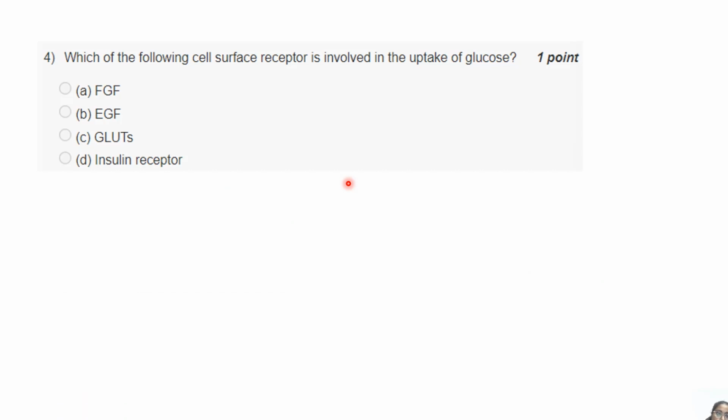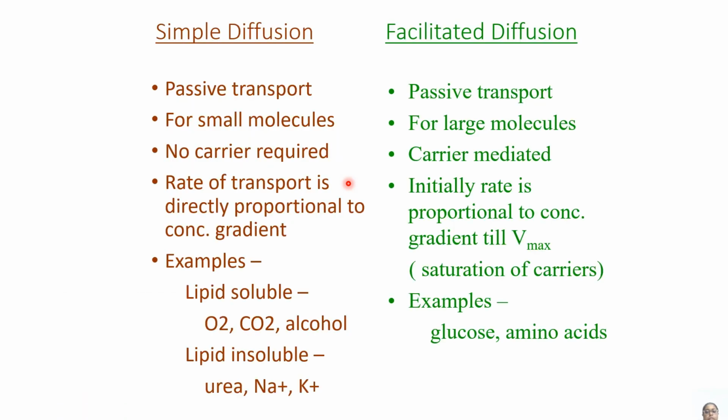Coming back to this, if you want to see the differences, both of these are passive transport. Simple diffusion is for small molecules, whereas facilitated diffusion is for large molecules. In simple diffusion, no carrier is required, but for facilitated diffusion, a carrier is required. The rate of transport is directly proportional to the concentration gradient in simple diffusion, whereas in facilitated diffusion, it is proportional to the concentration gradient until Vmax. And then we have these examples.